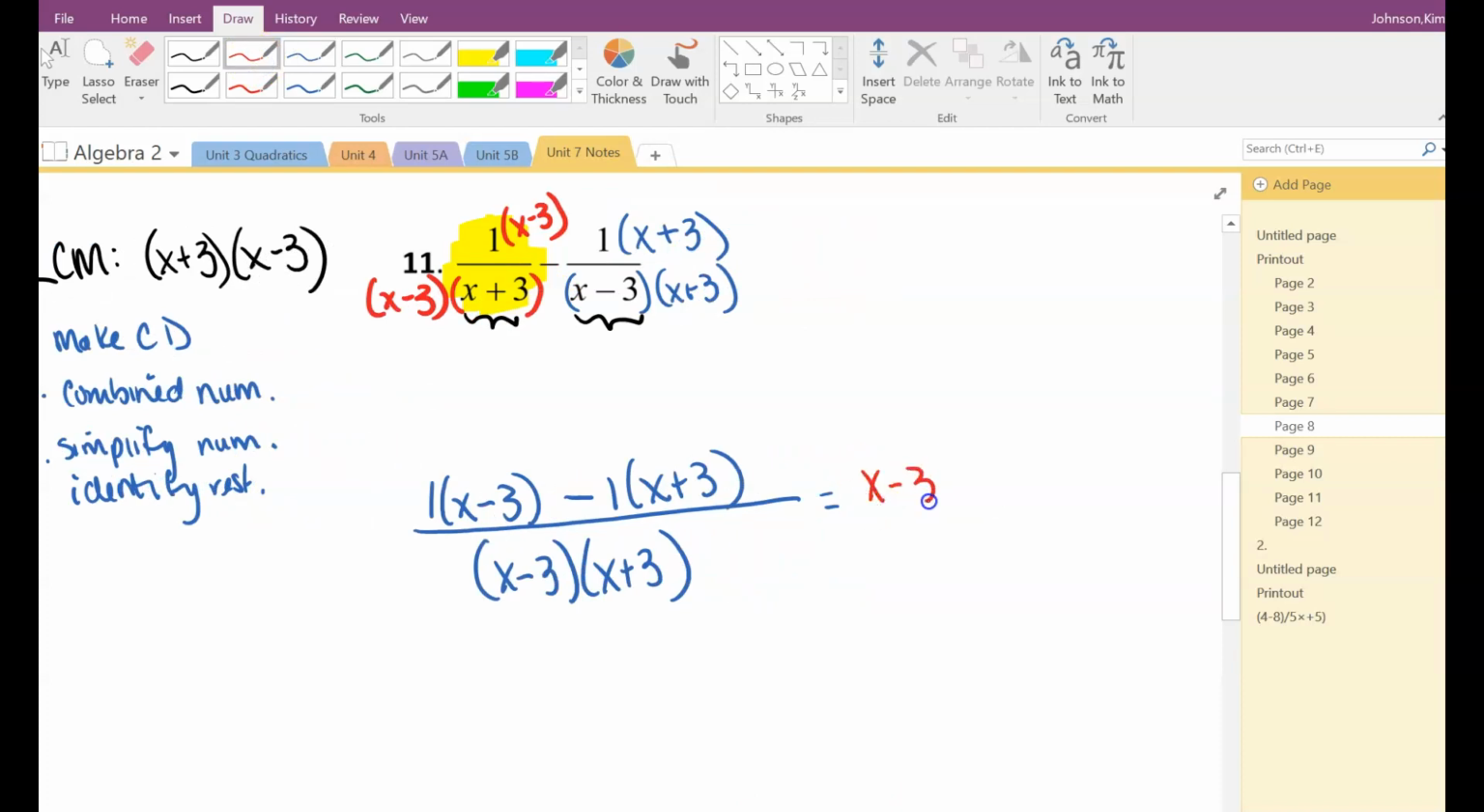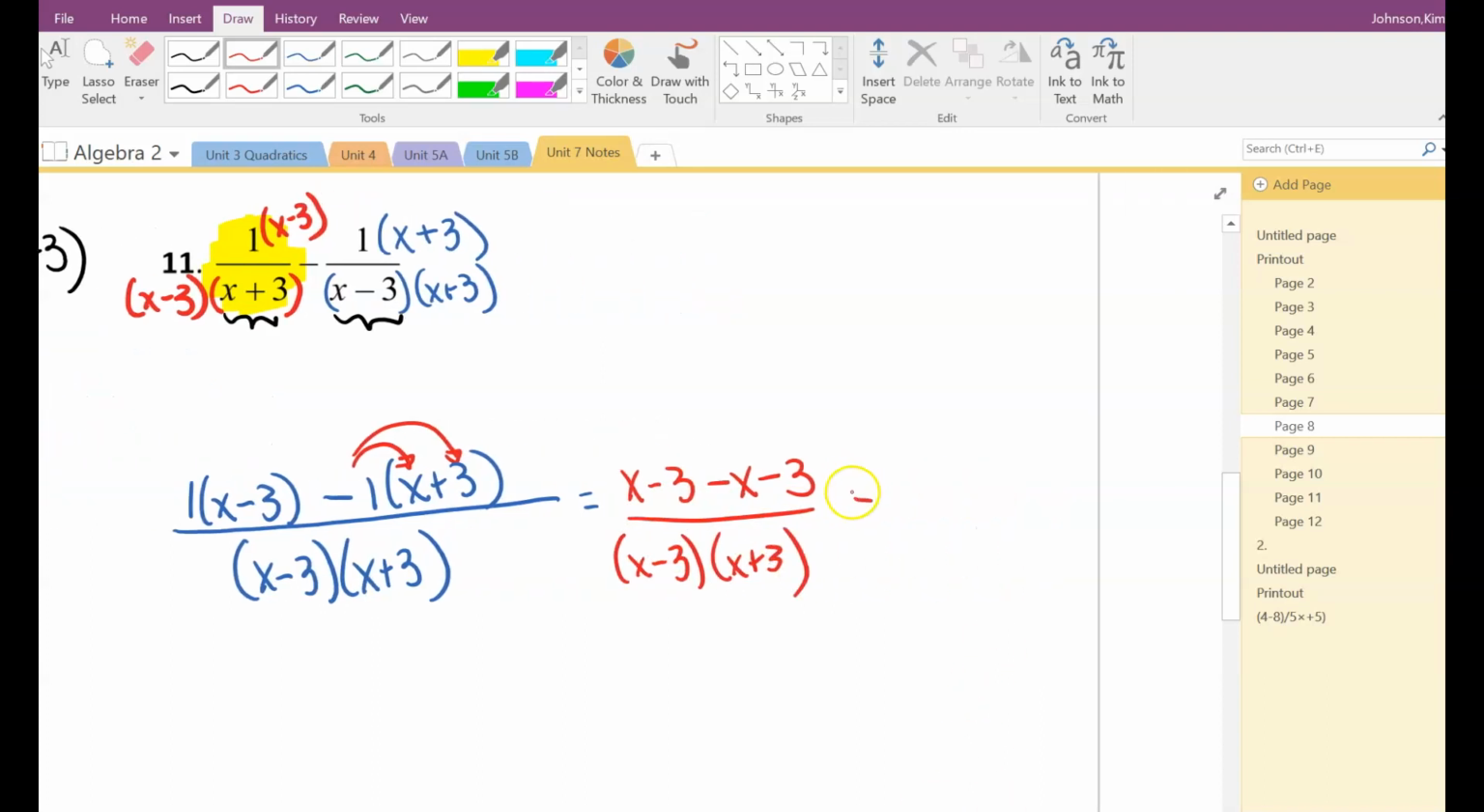That's x minus 3 minus x minus 3, right? Distributing that negative 1 to both the x and the 3. Okay, over still the x minus 3 and the x plus 3 in the denominator. And then when I simplify that completely, x minus x, those are gone. So I just get negative 6 over x minus 3 times x plus 3.